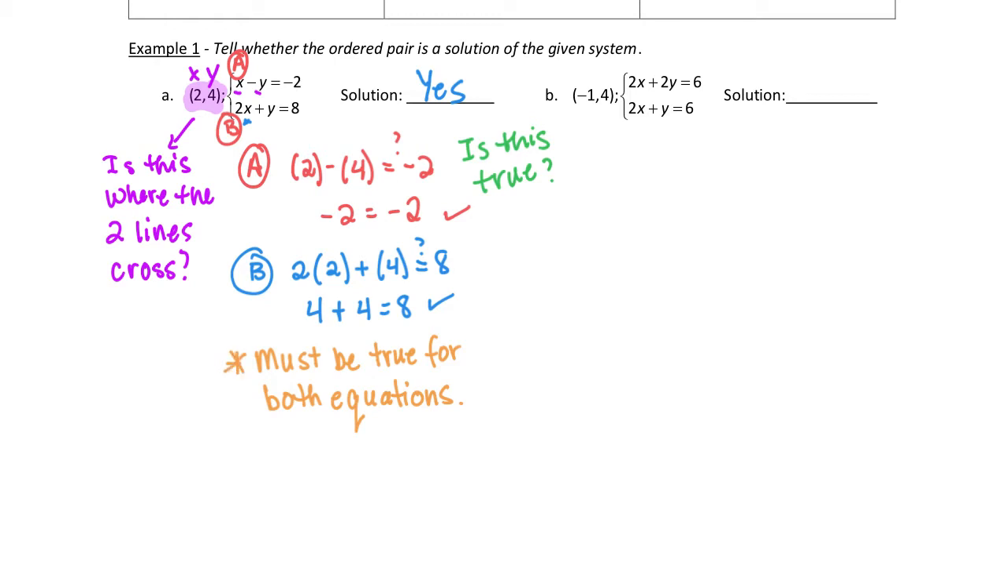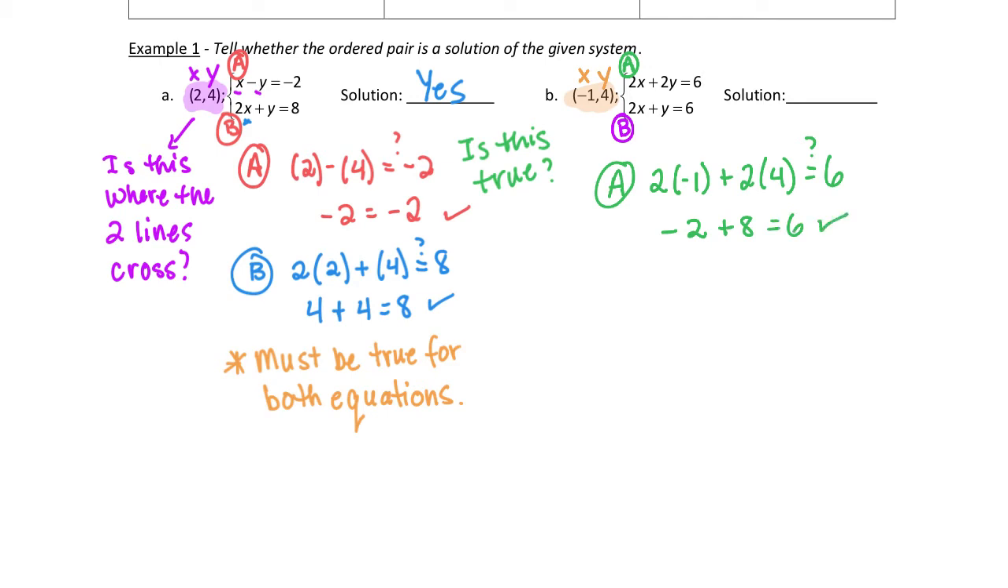So let's see if the next example is a solution. This time we're going to use negative 1, 4. Going to go a little bit faster. We've got x and y. I'm going to label my equations, the top one A and the bottom one B. So for the top equation, I'm going to take A right here. I'm going to replace the x with the negative 1. I'm going to add that to 2 times the 4. And I want to know, is that equal to 6? So I've got negative 1 plus 8, does that equal 6? And it does, so we can stop right there.